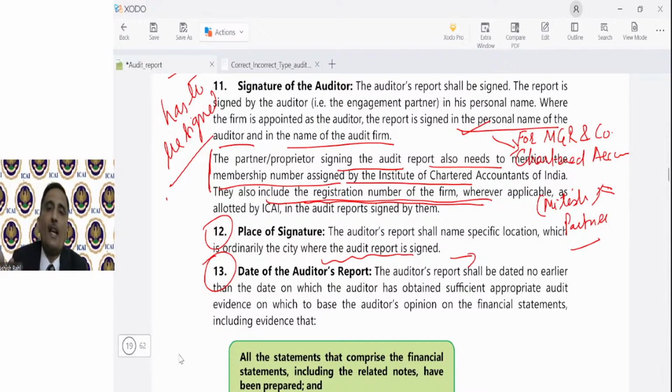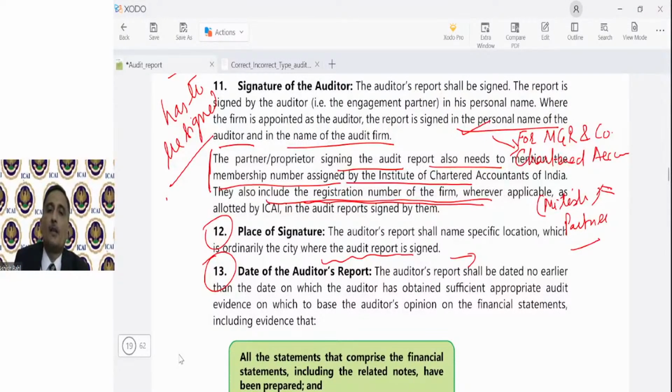So if I am auditing the accounts of an entity which is based in Delhi, and my office is in some other city, then obviously the place where I am signing would be the place of my office where I'm signing the report.